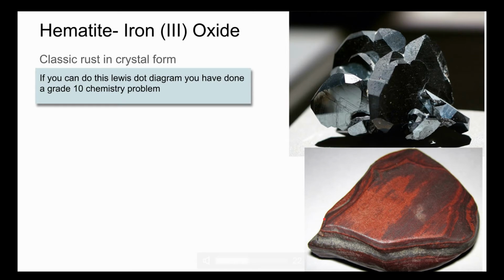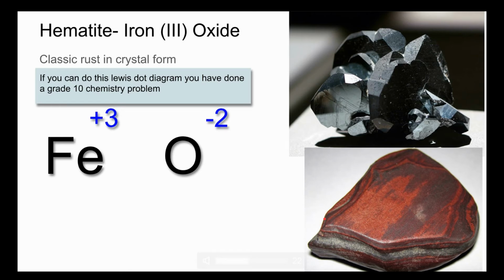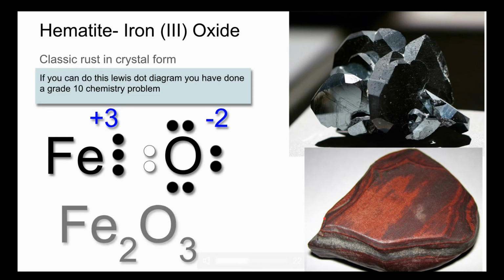Iron oxide I covered in my crystal chemistry. Here is an excerpt from that same slideshow. This would be a grade 10 question. I tell you I want you to make iron 3 bond to oxygen minus 2. And you'll have the 3 electrons here, the 2 electrons there, and you can go through that video and see the steps to get to here. You don't need to show me that in grade 9, that is grade 10.